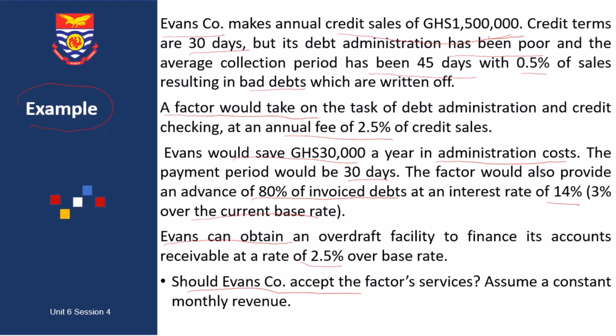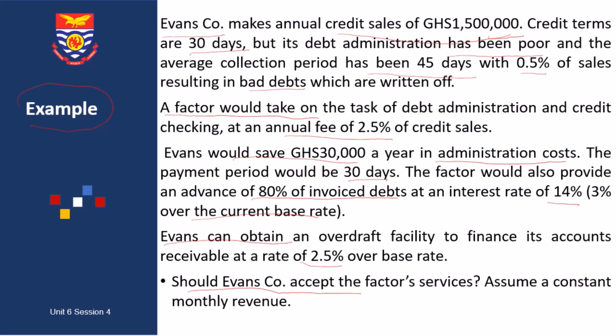All right, so let's see how to go about it. So the requirement is whether Evans Co should accept the factor services. So what are the things that you consider before you decide whether to accept the service or not? First of all, you have to look at how much cost you are incurring in all if you are to do it, and also if the factor is to do it for you, what's the total cost? You compare the two and you choose the one that is least cost.